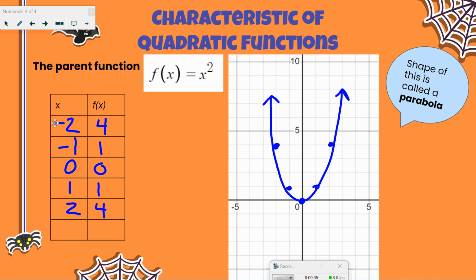What do you want to add on? Symmetrical. Ooh, good word. It's symmetrical. So we have a new characteristic, a new idea when we talk about quadratics: being symmetrical. Where is this graph symmetrical about? What are you seeing? Over the y. The y-axis. So if I'm symmetrical about the y-axis, right here, this is our new characteristic, which we call our axis of symmetry.